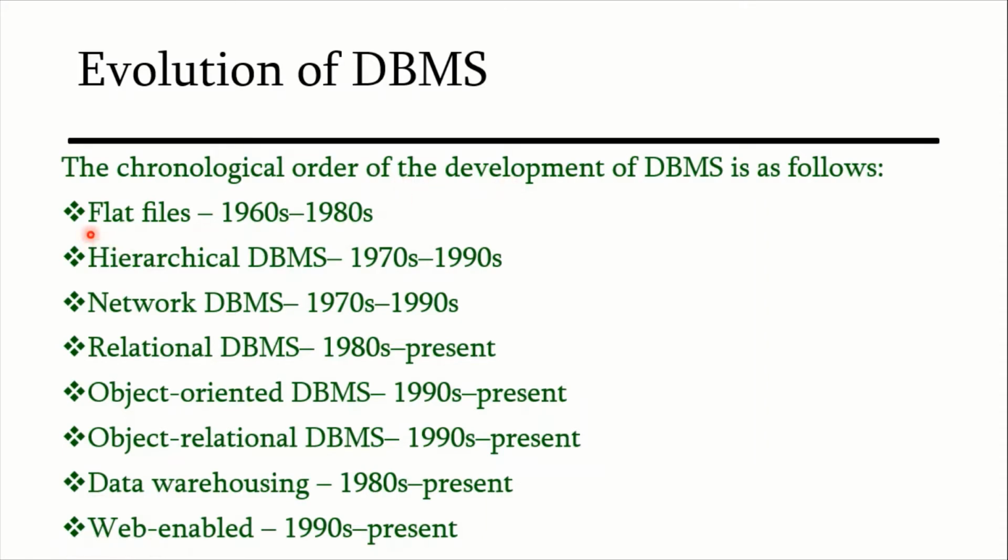The first one is flat files. Long back, from the 1960s to the 1980s, people used these flat files to store their data. And then hierarchical database management systems. They came in the 1970s and they existed up to the 1990s. So nowadays we are not using these hierarchical DBMSs. Then network database management systems came in the 1970s. Of course, they also existed up to the 1990s.